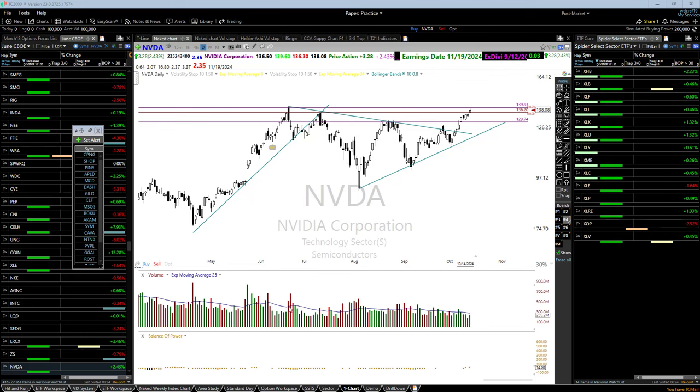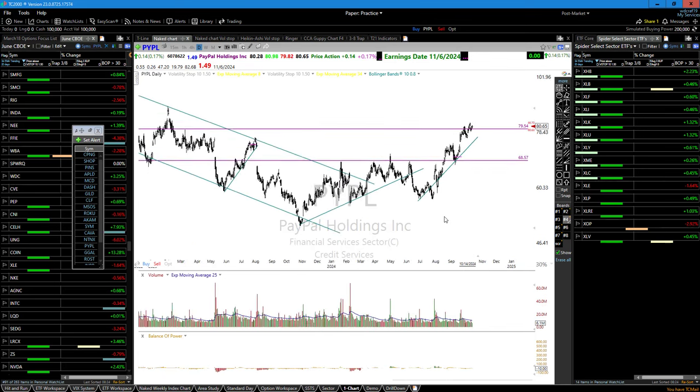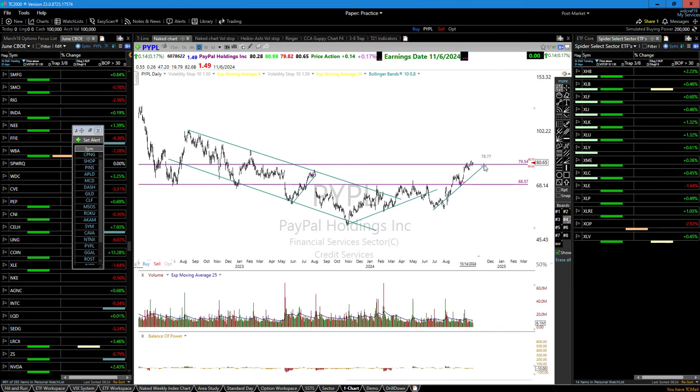Okay. PayPal. Alert. Up here, chase it, wait. Very good chance this rests here for a period of time. Against that resistance, it comes back to trend.